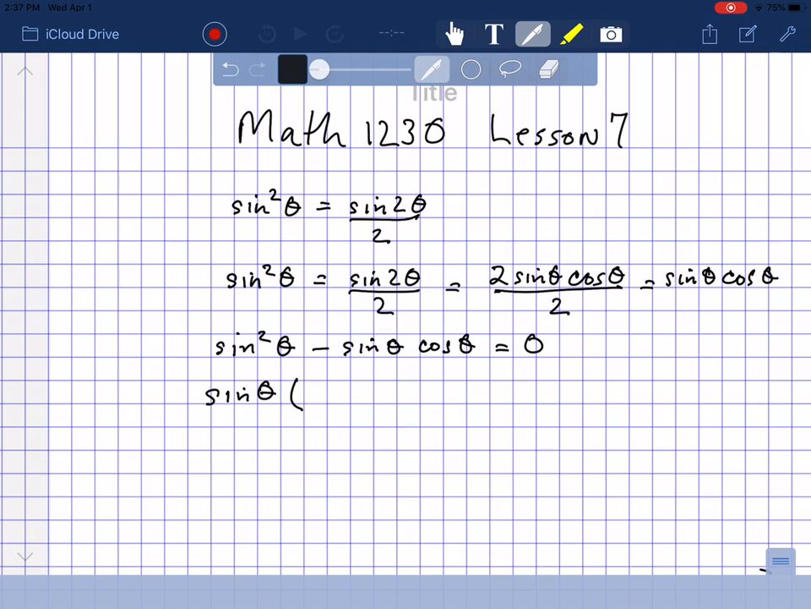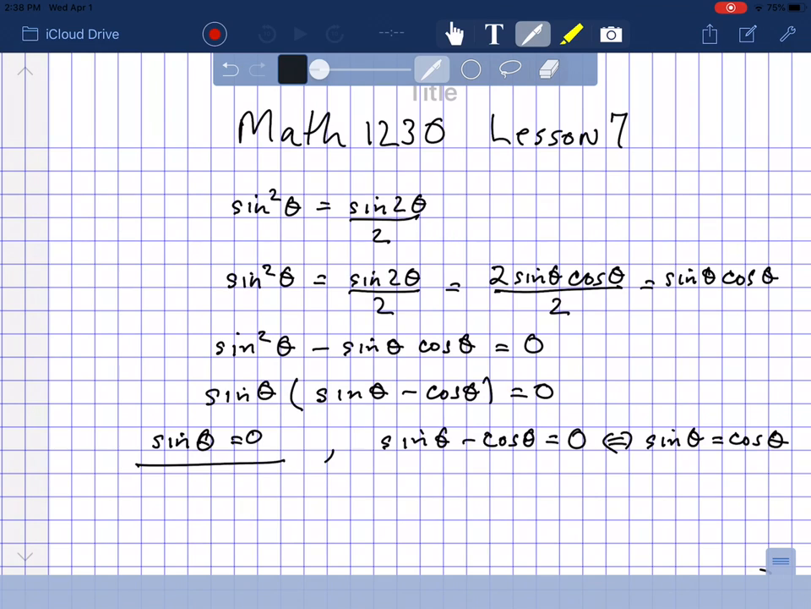So the sine is a factor of both terms. I'm going to pull that out. So I have the sine of theta times the sine of theta minus the cosine of theta is equal to 0. And this gives rise to two separate basic trig equations. The sine of theta is equal to 0. And the other equation is that the sine of theta minus the cosine of theta is equal to 0, which is equivalent to the sine of theta is equal to the cosine of theta.